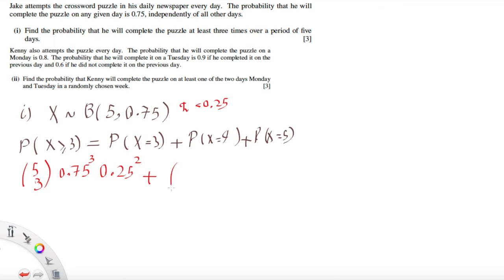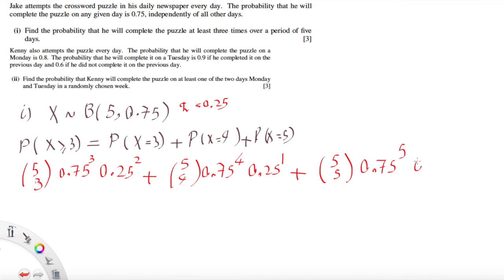Plus combination of 5, 4, 0.75 to the power of 4, 0.25 to the power of 1, because out of 5 trials, 4 are successes, so 1 should be a failure, and combination of 5, 5, 0.75 to the power of 5, 0.25 to the power of 0, which will be 0.896.